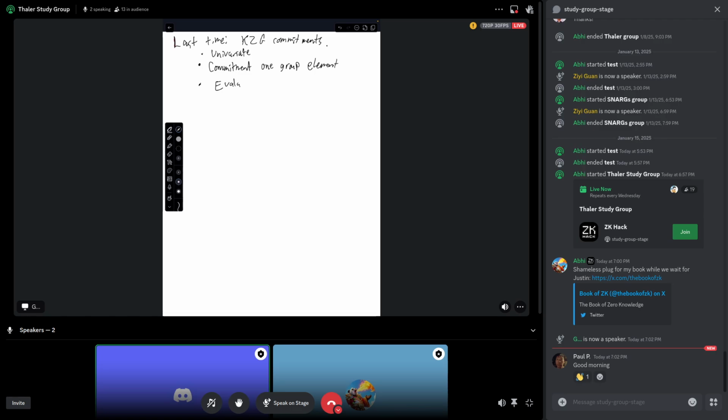Evaluation proofs are also just one group element. And then checking the proofs is dominated by two pairing evaluations. So they need a pairing friendly group. And we discussed briefly the cost of this last week, I think.